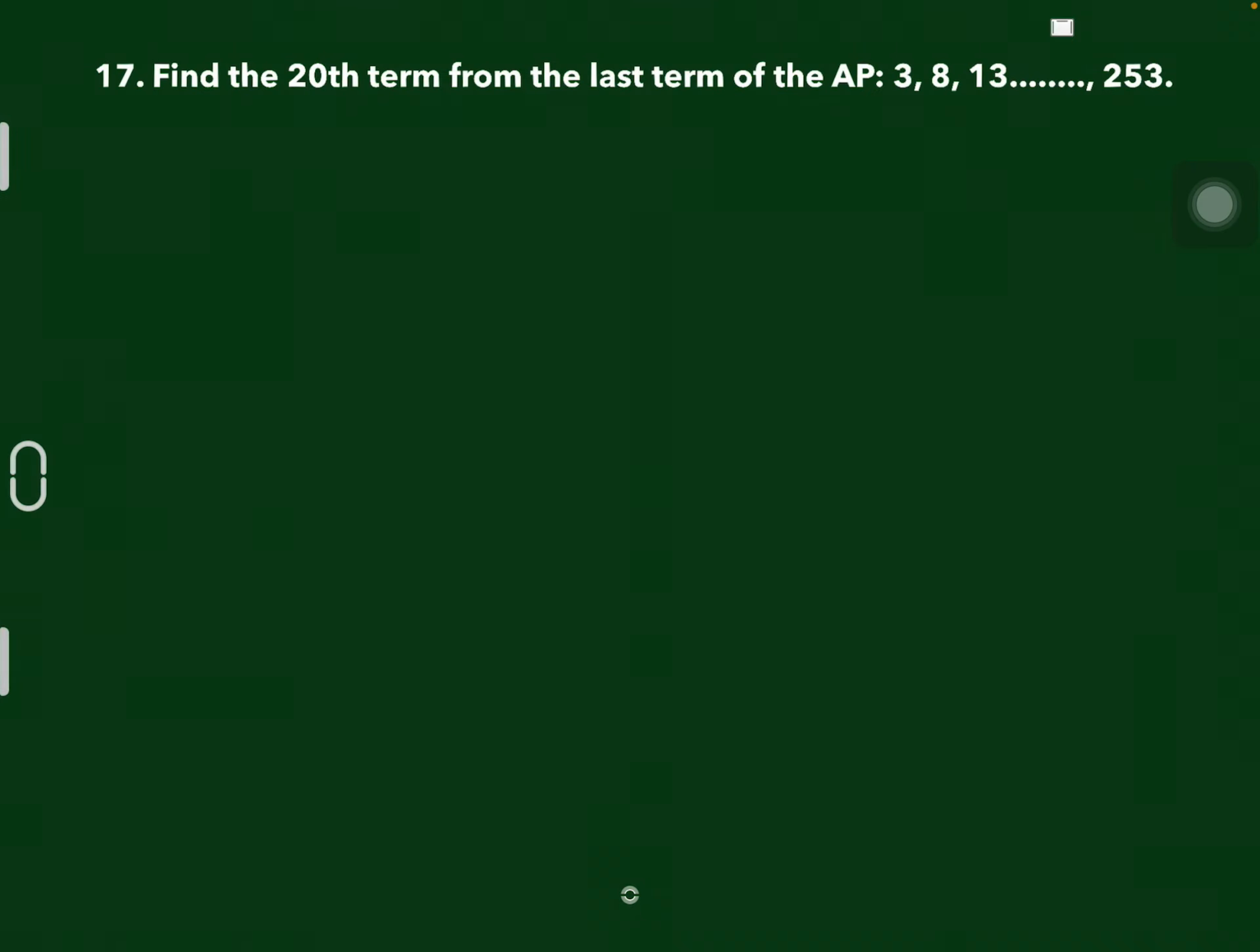Look at the 17th question. Find the 20th term from the last term of the AP. They didn't ask the 20th term of the AP. They asked the 20th term from the last term of the AP, and the AP is given. So, what is the AP? 3, 8, 13, etc. up to 253.